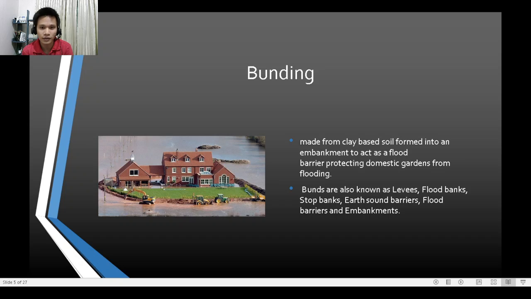Bunding, made from clay-based soil formed into an embankment to act as a flood barrier, protecting domestic gardens from flooding. Bunds are also known as levees, flood banks, stop banks, earth sound barriers, flood barriers, and embankments. So embankments meaning pwede siya soil, pwede siya concrete, pwede po siya mga stones nga gipatong-patong.